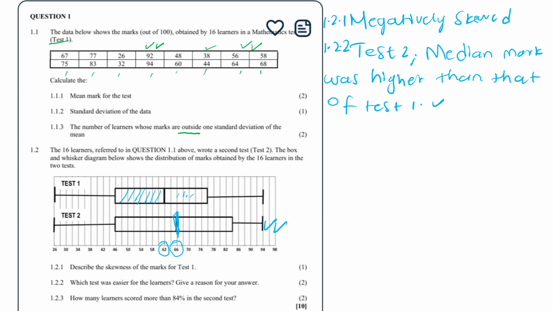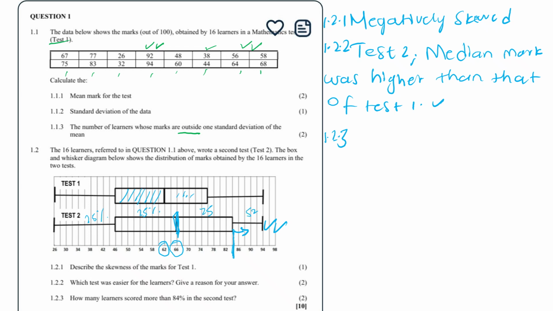Alright, 1.2.3. How many learners scored more than 84% in the second test? So then now 84% is this line over here. So then now more than, right? More than. Here it is 25%. This is 25%. This is 25%. This is also 25%.